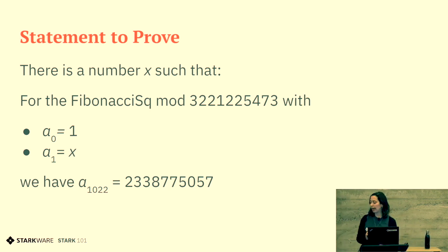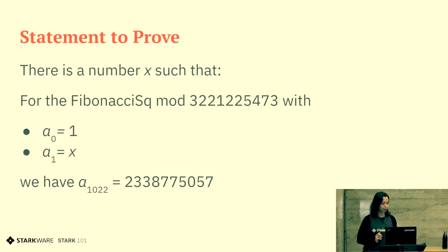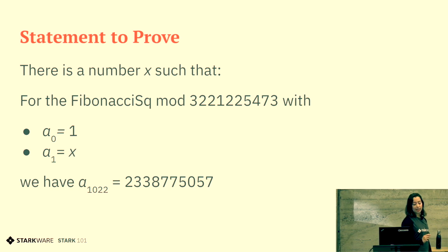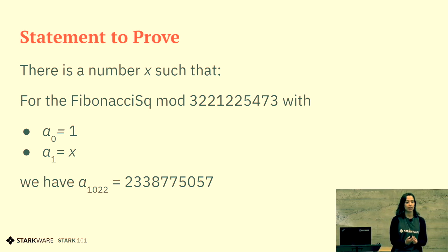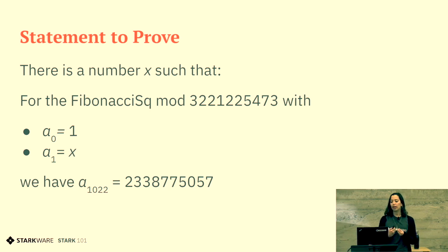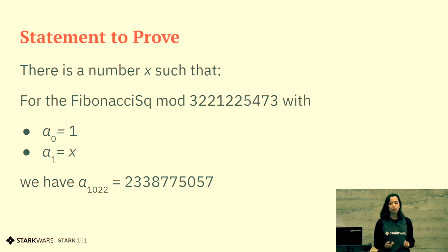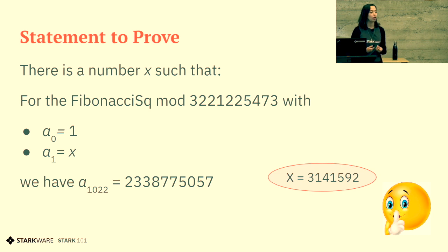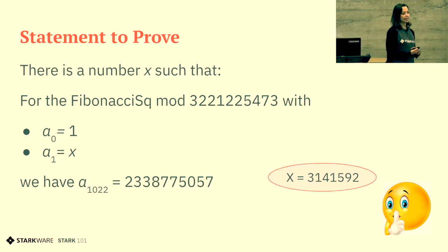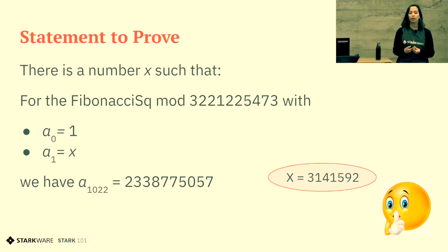2 points I want to point out. First, it's not important to know who x is. It is just important to know that it exists. But because you are the provers today, you do need to know x. So this is going to be the x that we will use. But for a verifier to verify the statement, it's just important to know that it exists.